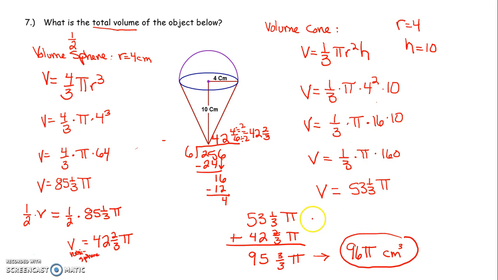Volume is measured in cubic centimeters. If we could fit cubes in there, how many would we need? We'd need 96 times pi centimeter cubes to fill up that entire space.